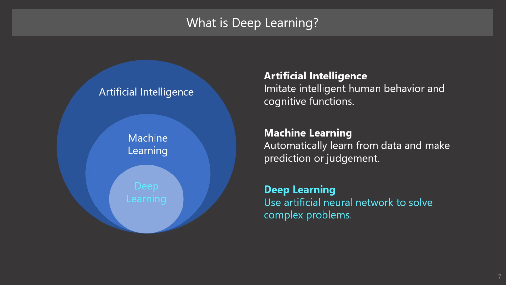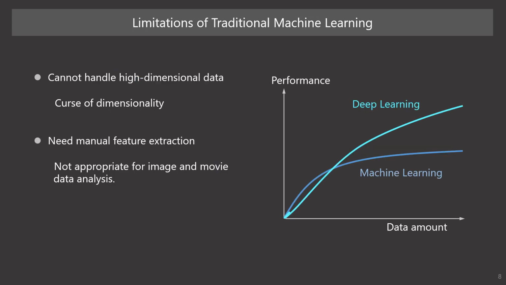Deep learning is a type of machine learning. It uses artificial neural networks to solve complex problems. A common misunderstanding is that machine learning and deep learning are different. Actually, deep learning is a subfield of machine learning. One reason why deep learning has drawn much attention is that it overcomes the limitations of traditional machine learning. Here, traditional machine learning refers to machine learning techniques that are not regarded as deep learning. So, let's see the limitations of traditional machine learning.